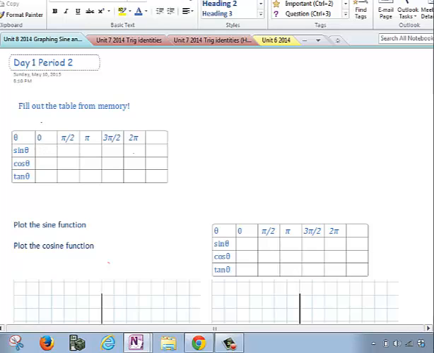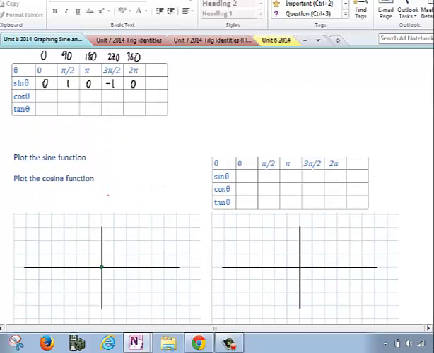Remember that the values at 0, 90, 180, 270 and 360 were as follows for the sine function: 0, then 1, then 0, -1, and 0. Now when we plot that, down here below, I'm going to plot the sine function, y equals sine of theta.